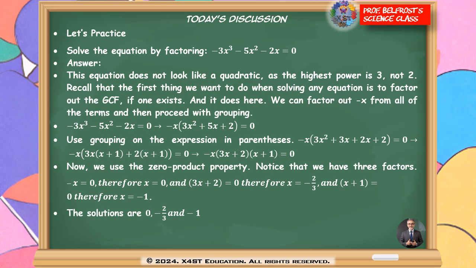Okay, it's for 2 and 3, right? So yeah, we can do the grouping as shown. So it yields x times (3x + 2) times (x + 1). So the solutions are x equals 0, x equals minus 2/3, and x equals minus 1. That's the solution set.